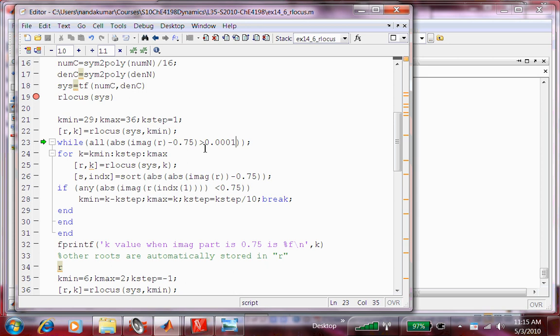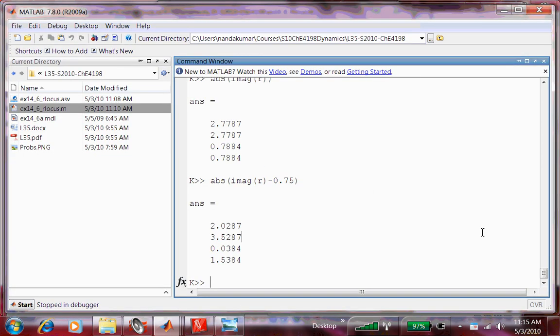So at this stage, there will be four numbers. And what will those four numbers be? So I take this and execute that. Okay, so let me repeat. I'm taking the root, passing it to imag, getting the imaginary part, subtracting it from 0.75, so that now I know how far away I am from 0.75 for all the roots' imaginary parts.